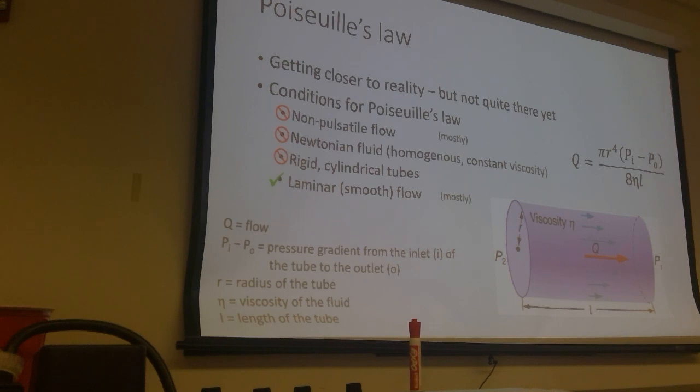Any idea what causes turbulent flow? Where would we see turbulent flow naturally? What's that? If there's a blockage, definitely. All right, so if there's some sort of blockage, like that clot or atherosclerotic plaque. What about healthy, normal turbulence? Any ideas? What would interrupt the flow?